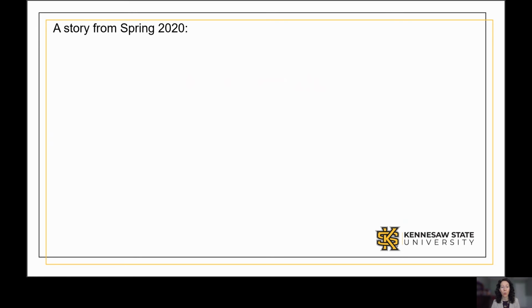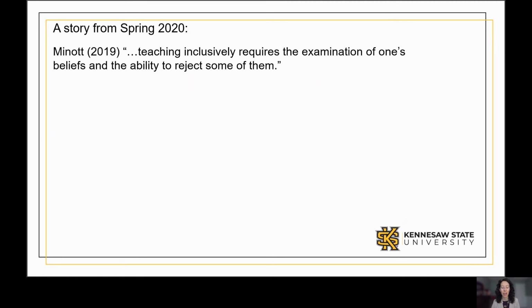So in the spring of 2020, I realized that I had some implicit biases against a certain type of students. And this is an important part of the inclusive classroom: teachers examining their own beliefs and rejecting those which are negative or harmful. The type of student I was biased against was what I called the non-participant. The student who sits way in the back of a large classroom, occasionally attends, never asks questions or participates, and sometimes looks like they're sleeping.